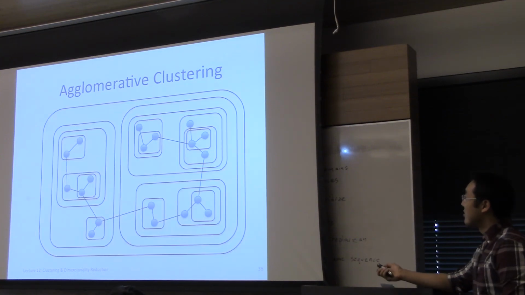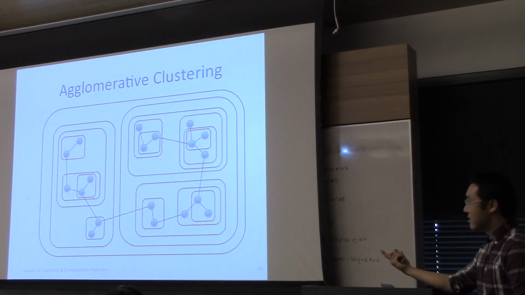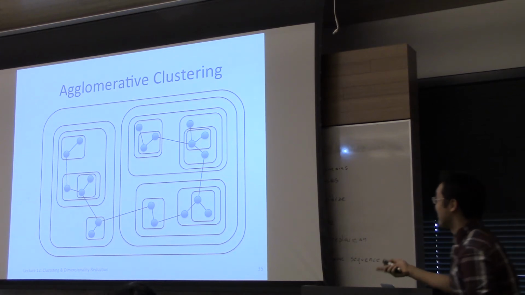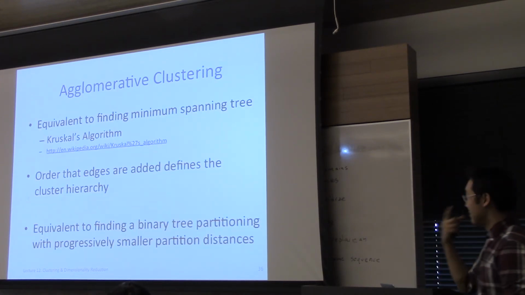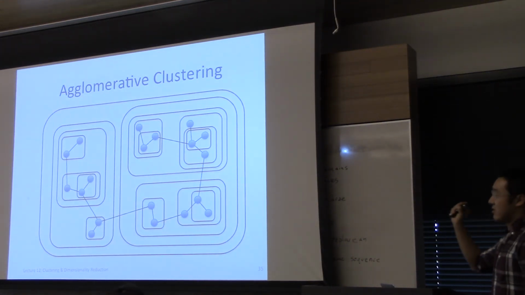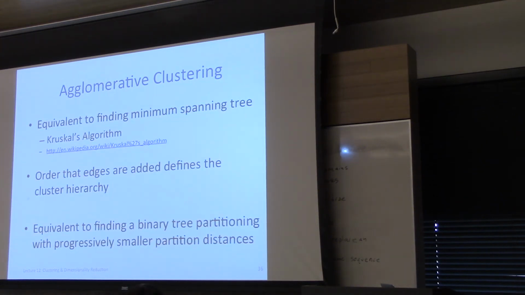up. So for those of you who've taken, is it CS 21? Is that algorithms? CS 38. You should notice that this is equivalent to finding a minimum spanning tree algorithmically, with a little bit of add-on that you keep track of, and that is equivalent to Kruskal's algorithm for finding a minimum spanning tree.